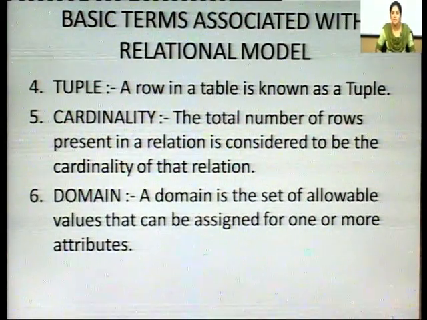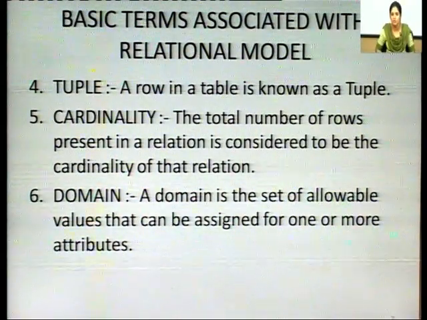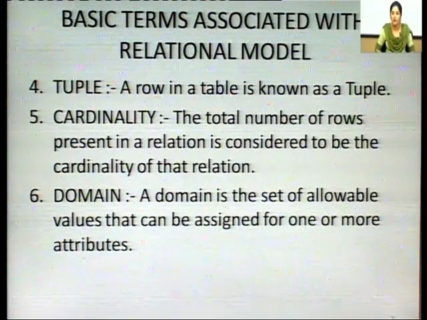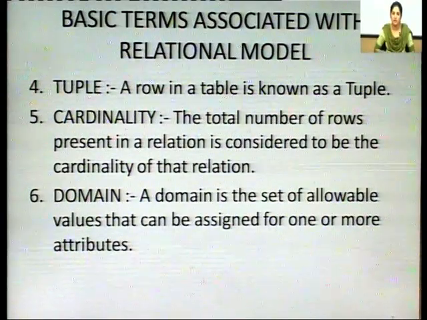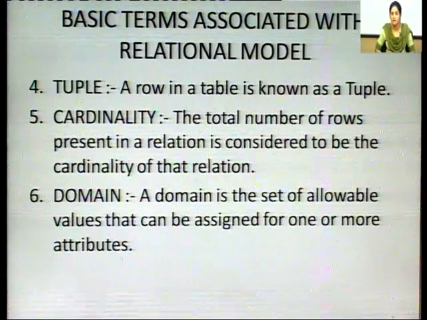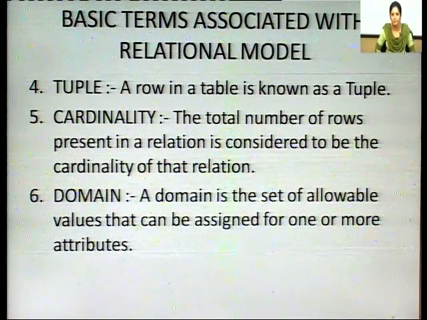Next term is tuple. A row in a table is known as a tuple. Whenever you fill values about any entity or about any subject in a particular table, the complete row in a table is known as a tuple. It can be called a record, or it can be called simply a row.